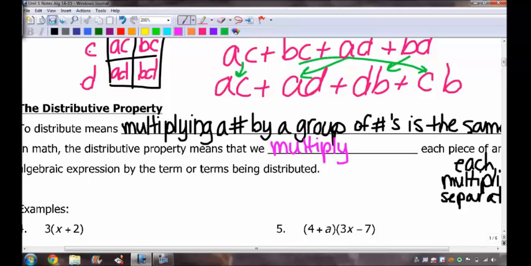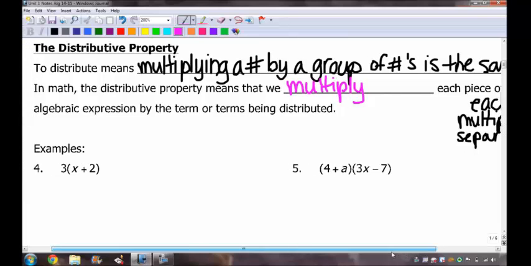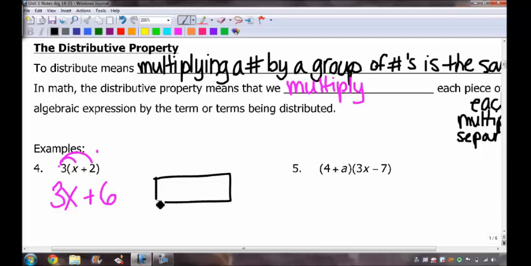All right, so some examples right here. Do you see how the definition again says that it's multiplying a number by a group of numbers is the same as multiplying each number separately? So here, this x plus 2 is our group of numbers. So all I have to do is multiply this 3 to the x and to the 2. So 3 multiplied by x is your separate multiplication, and then 3 multiplied by 2 is your other multiplication. Now, it's kind of like what we did in our previous example, except it's just a 1 by 2. So here's my 2, I've got my x and my 2, and then my 3 goes on the outside, so I end up getting 3x here, and I end up getting 6 here, so that's why 3x plus 6 is the answer.